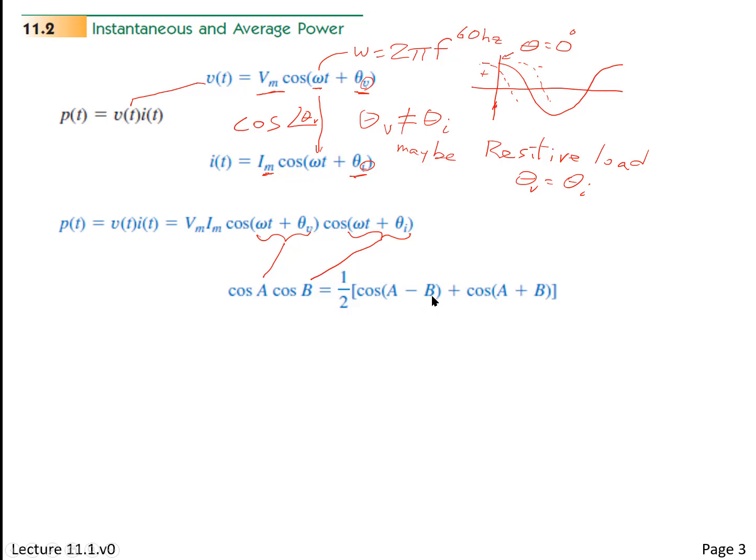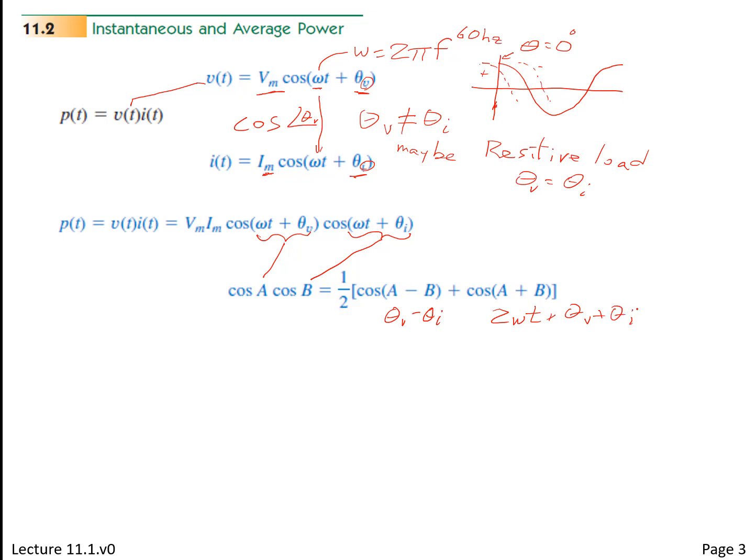If I subtract the two, I'm going to get omega t minus omega t. It's going to go away. So that'll be phase voltage minus phase current. Right? We'll end up with this little term. This is going to be phase voltage minus phase current. And this, A plus B, will be, oh, now we get a double frequency. Somehow the frequency is going to double, and we'll end up with phase of voltage plus phase of current.